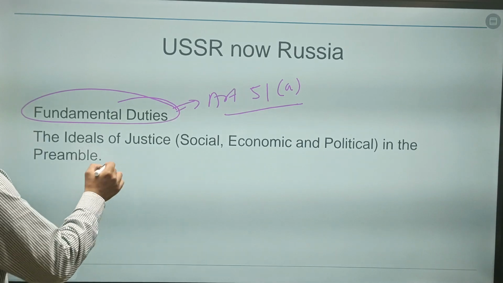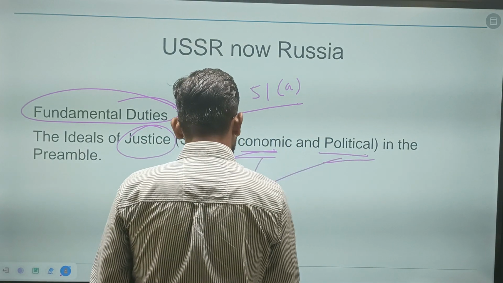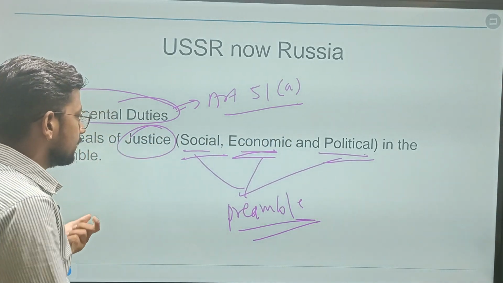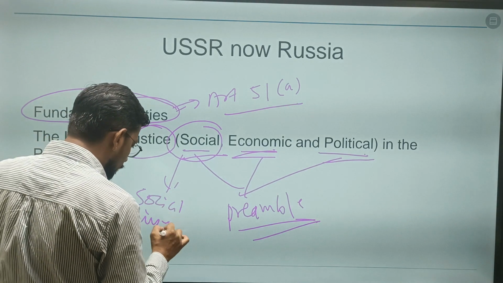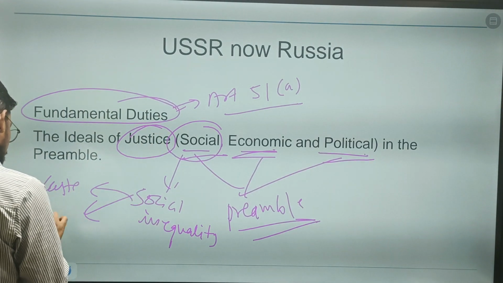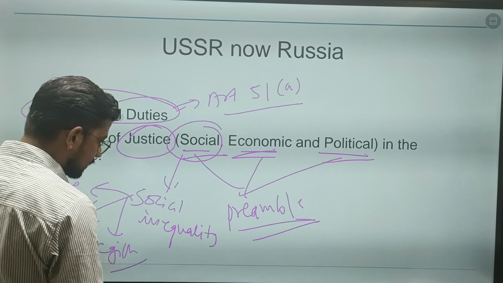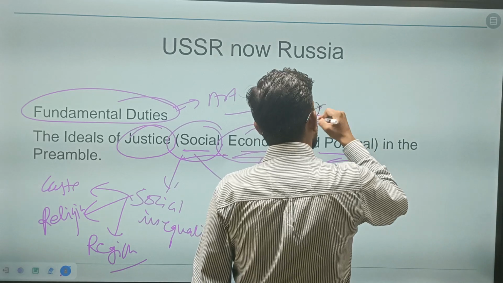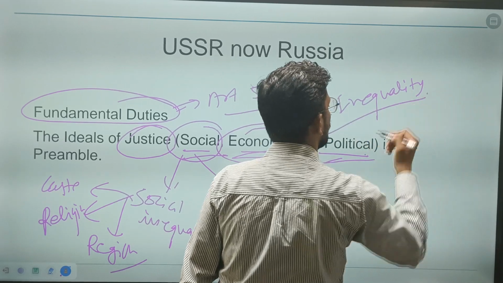Then the ideals of justice, social justice, economic justice and political justice, which are mentioned in our preamble, have been taken from the USSR. Social justice means the government will ensure that there must not be any social inequality on the basis of caste, religion, region. So these types of inequalities must be avoided. Then the government will make sure that there is minimum economic inequality.